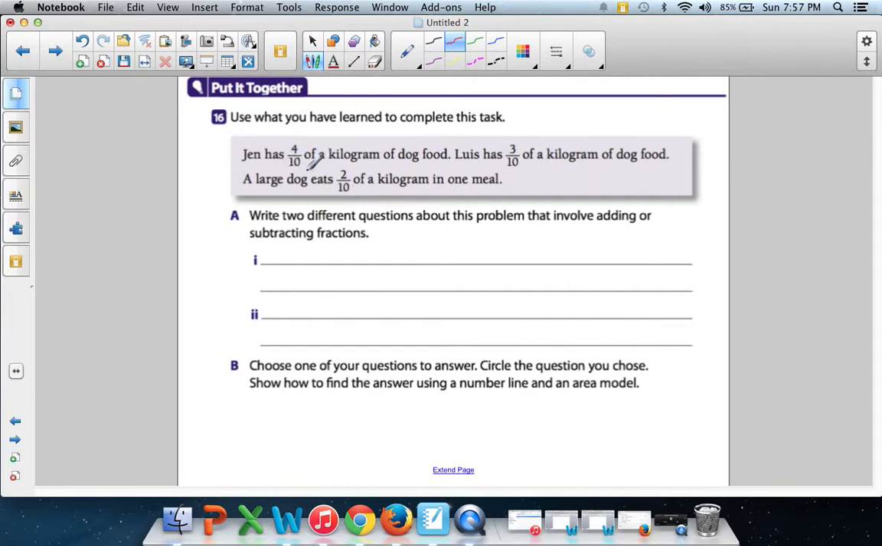Jen has 4/10 of a kilogram of dog food. Louise, or Lewis, has 3/10 of a kilogram of dog food. A large dog eats 2/10 of a kilogram in one meal. Write 2 different questions about this problem that involve adding or subtracting. No problem.